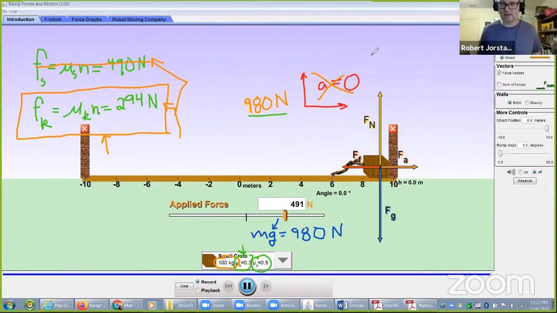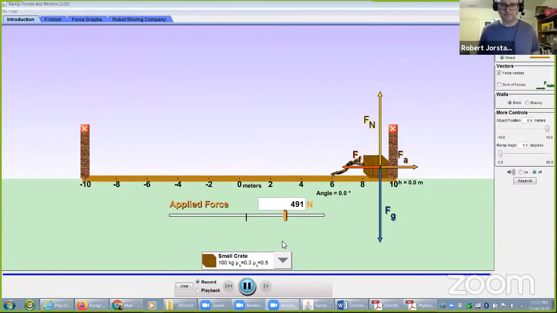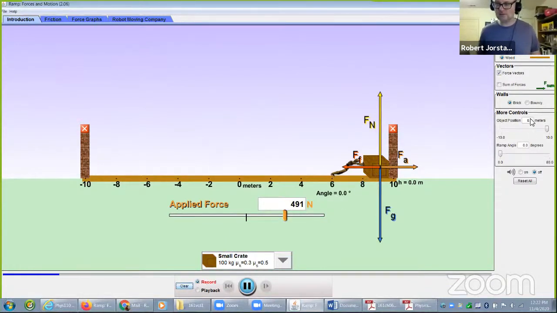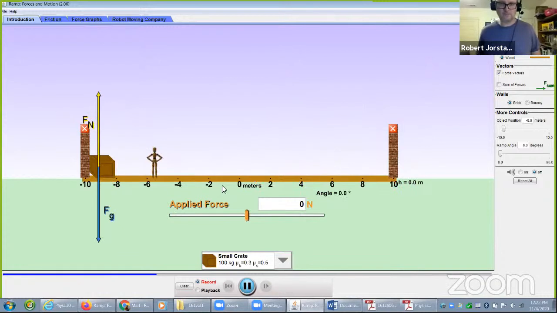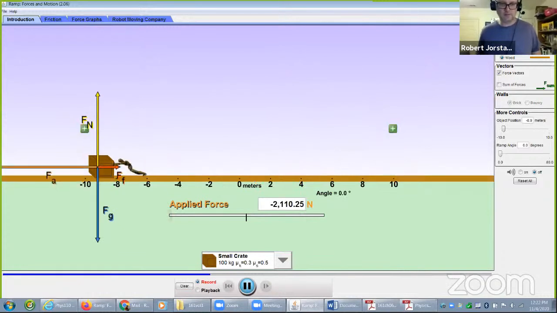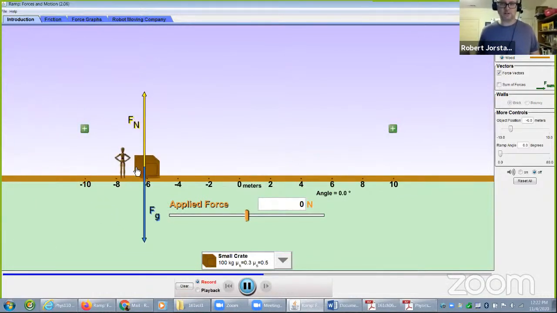So if I could clear this all and run this again, let's return the object here. Okay, return the object. All right, so I'm going to put it here at 0. All right, let's just start right here. So again, what I'm going to do is apply 491.